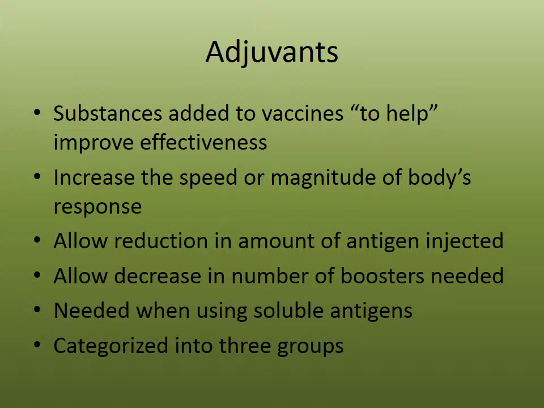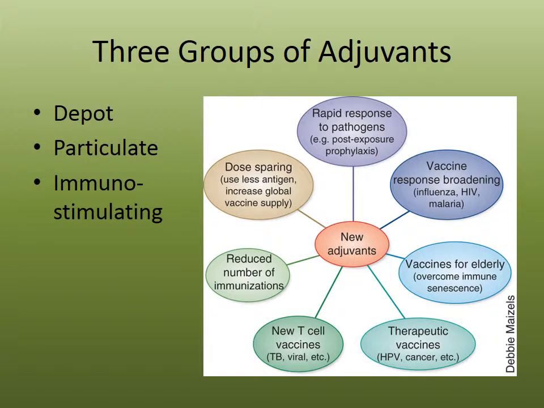They're categorized into 3 groups. I will tell you what they are, though you don't really need to know them. There are depot adjuvants, particulate adjuvants, and immunostimulating adjuvants, depot being the ones that we use most commonly. This shows new adjuvants and their benefits. I won't go over it, but suffice it to say, they reduce the side effects associated with vaccines and increase the efficacy and duration of the protection. So they're really great, even though in the media sometimes they get slammed. They're actually safe and they work really well.